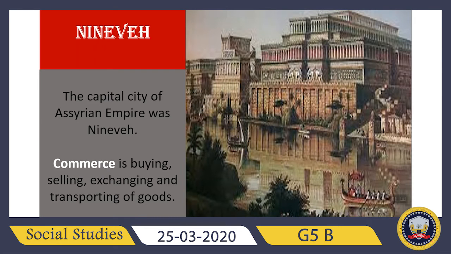Then we will talk about the capital city of the Assyrian Empire. The capital city was Nineveh. The other cities of the Assyrian Empire were centers of commerce, government, and religion. You should also know what commerce is. Commerce is a term which means buying, selling, exchanging, and transporting of goods.